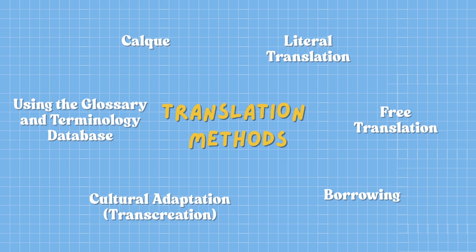And then the most important is cultural adaptation, also known as transcreation. It is adapting content to fit the culture and emotional context of the target audience. It is highly recommended for slogans, idioms, or experiences to evoke similar feelings. And then, last but not least, we are using the glossary and terminology database. It is applying pre-approved or standard terms for consistency. It ensures professional and consistent translations of technical or frequently used terms in the scope of the tourism domain. So that's the 6 methods that we use in translating the brochure.